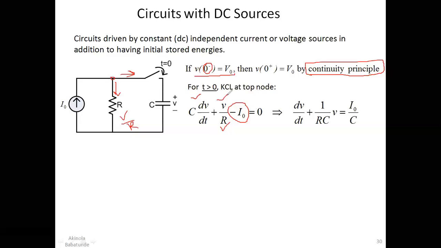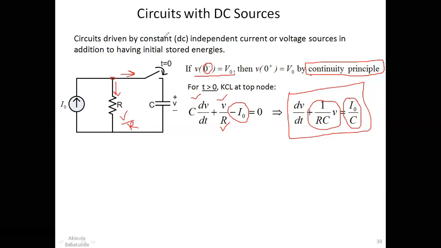So if you rearrange these, what you would come up with is dV/dt plus 1 over RC. This could also be V over RC, by the way. This also means V over RC is equal to I naught over C. So this is a differential equation, a first order differential equation, like we discussed the last time. So this is not a problem for you guys at all.